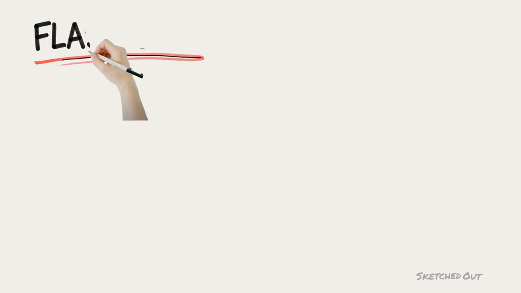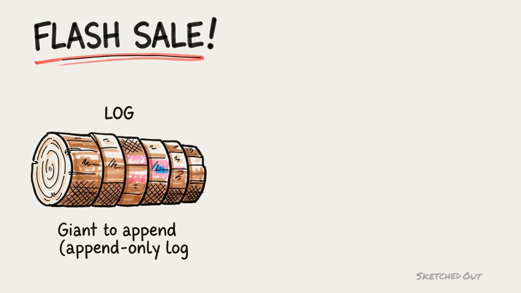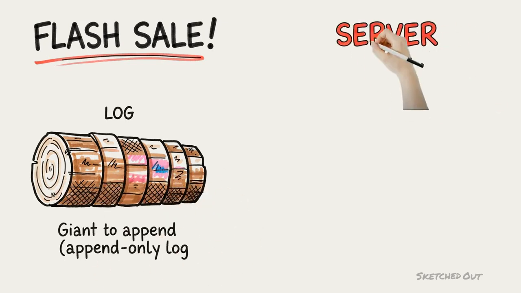Imagine your store launches a flash sale. 1 million orders arrive in minutes. In the last episode, we said Kafka stores events in a topic that behaves like an append-only log. But now there's a problem.